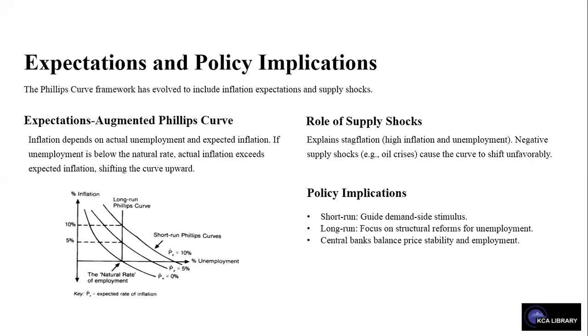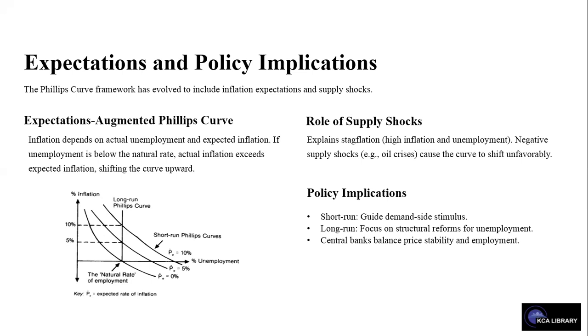The Phillips curve framework has evolved to include inflation expectations and supply shocks. We have the expectation-augmented Phillips curve, where inflation depends on actual unemployment and expected inflation. If unemployment is below the natural rate, the actual inflation exceeds expected inflation, shifting the curve upward, as you can see in the diagram shown on the screen.